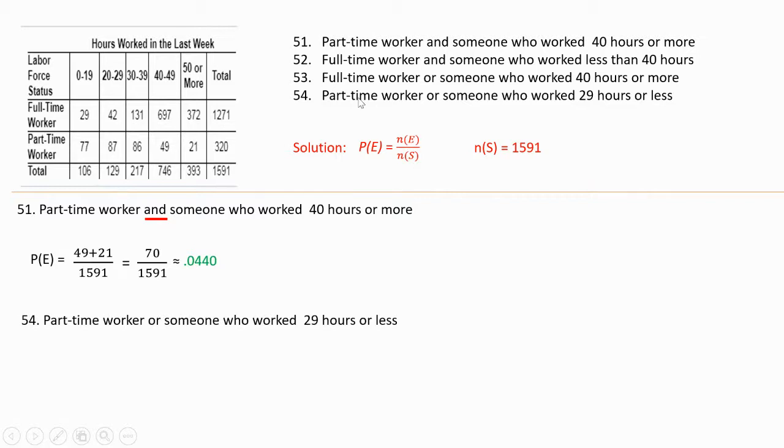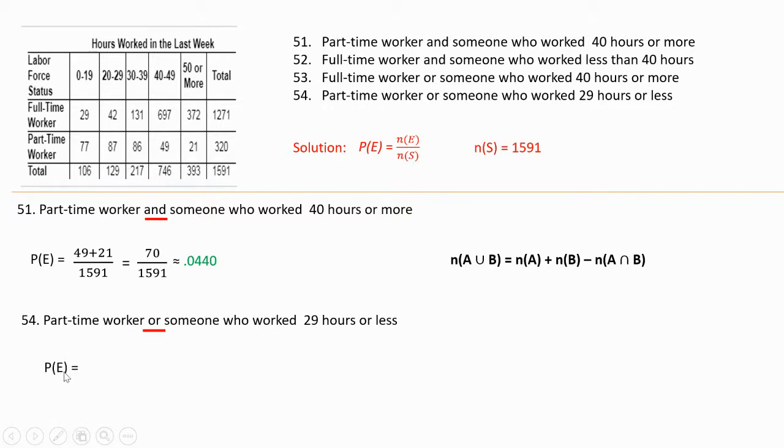Number 54, these two here, guys, I believe are the hardest ones, okay? Because the or means, right, union. So how are we going to do that one? The or means union. So by applying the formula here, okay, part-time workers or someone who worked 20 hours or less. So we're looking at these right here. From the part-time workers, how many worked 20 hours or less? So it's going to be these two.